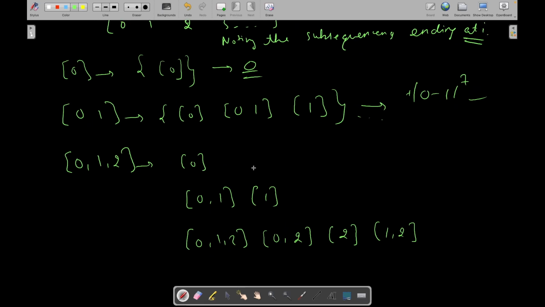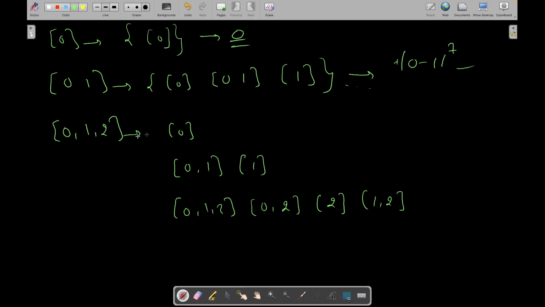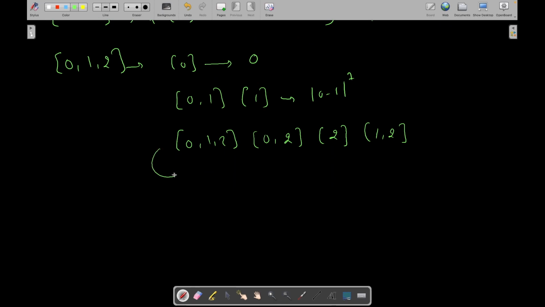Like how should I put it? I think if there are 0 1 2, then this is the subsequence ending at 0, this is the subsequence ending at 1, and this is the subsequence ending at 2, right? So this is contributing nothing, and this is contributing |0 minus 1|^7. And what is this contributing?